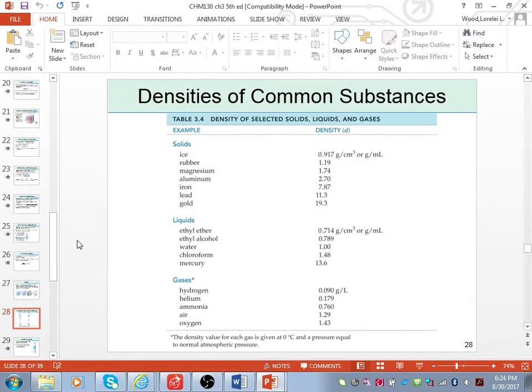All right, here's some densities of common things. So, for example, ice versus water. Look at water's density. What's the density of water, according to this table here? 1 gram per mil. Okay, what's the density of ice? 0.917. So, grams per cubic centimeter or grams per mil, right?